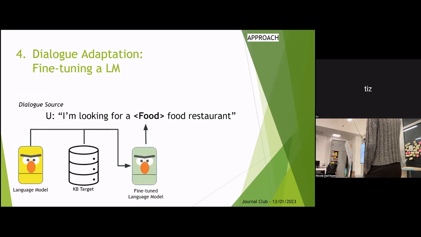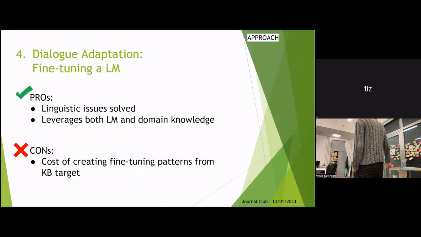And finally, the fourth strategy is fine-tuning the language model. So here we are taking the same large language model, and now we are retraining this model on our domain. This operation is called fine-tuning. Once we have the fine-tuned language model, we can use this model to predict the word in the sentence. Here we solve the linguistic issues. We leverage both the language model knowledge and the domain knowledge. The con is that there is a certain cost of creating the patterns that are used for training the language model in fine-tuning.